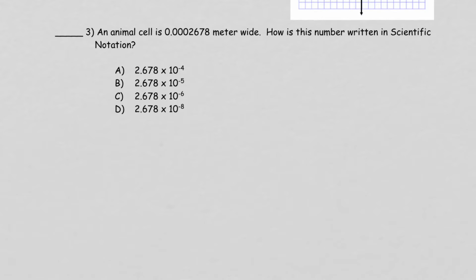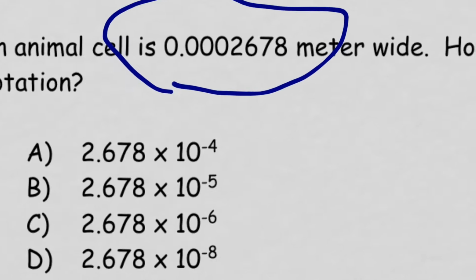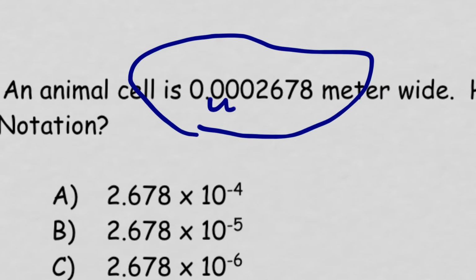Okay, the next question says an animal cell is, and then it gives us this complicated looking number, this many meters wide. How is this number written in scientific notation? That's really just a fancy way of saying how do we write this number here in scientific notation. So let's see, we have to move the decimal point over 1, 2, 3, 4, 5.